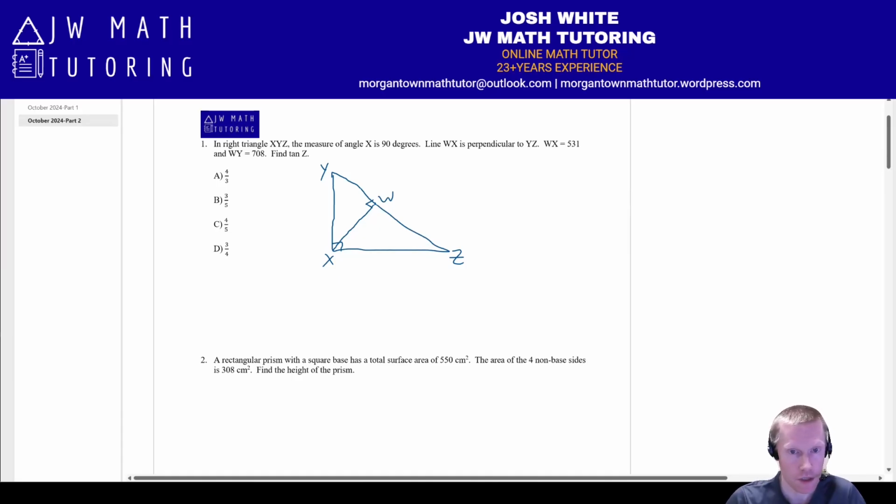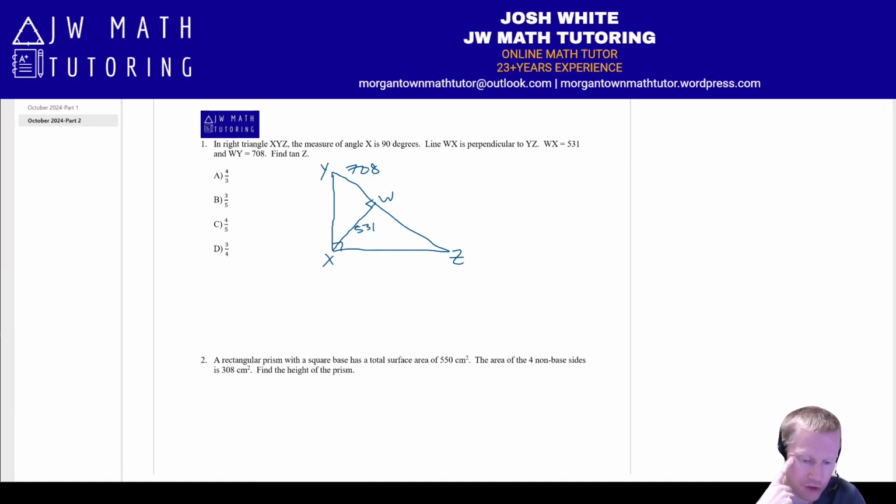And you're also told WX is 531 and WY is 708. Find the value of tan Z. So there are actually at least 2, if not more, different ways to solve this problem.